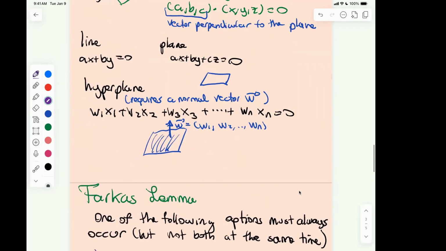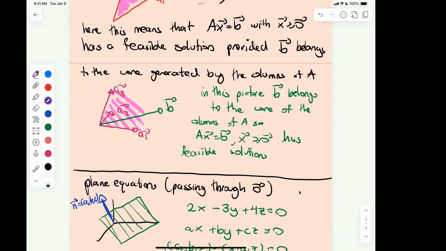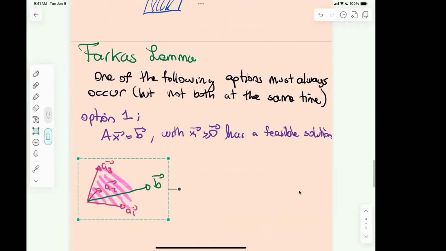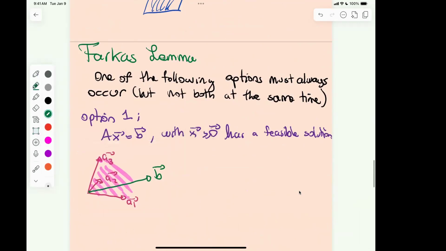So I'll copy paste the exact same picture that we had before, a more geometric way of saying option one. Option one just says that B belongs to the cone of the columns. So option one is just that.